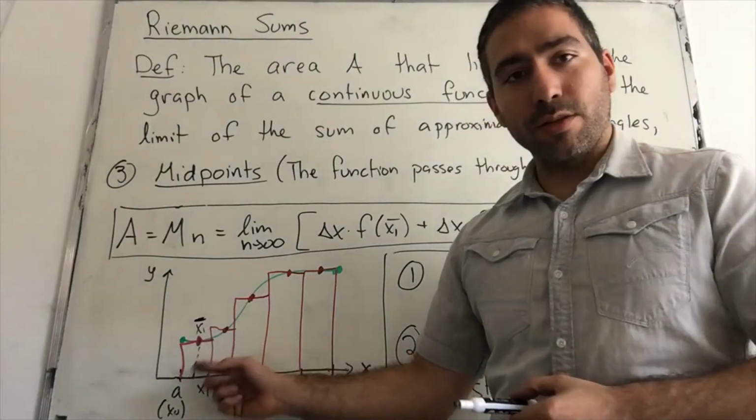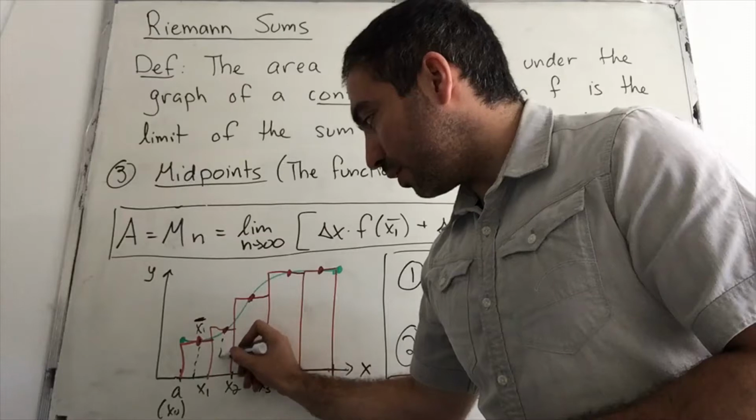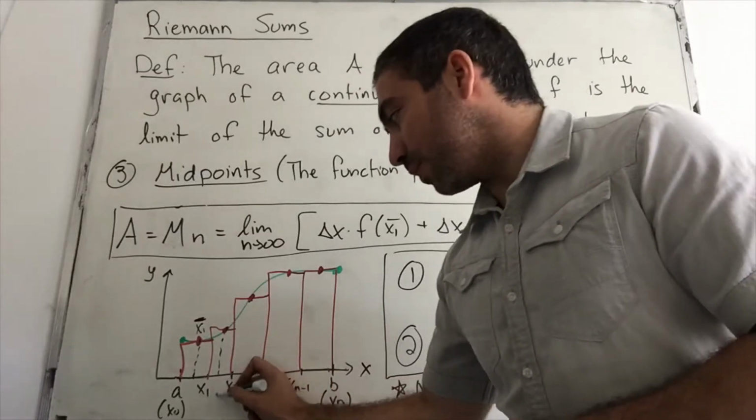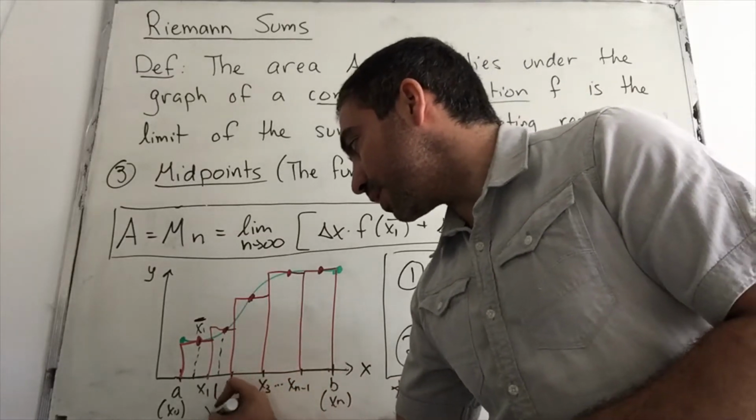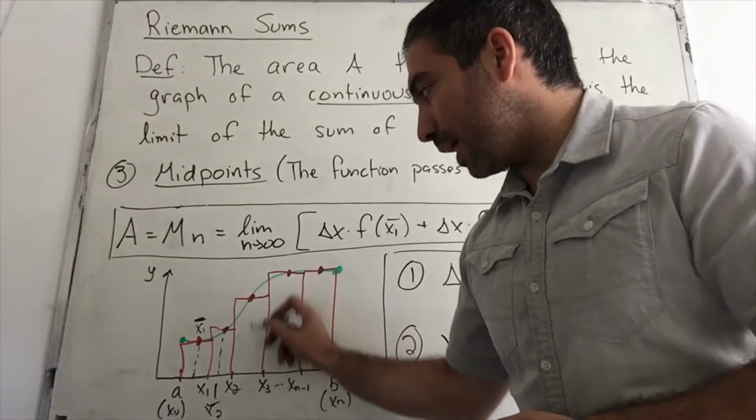And then how do you find the height? Well, it's f of x1 bar. And same here, between x1 and x2, I don't want to write too much because I don't have that much room, but this is x2 bar, okay? This point here would be x3 bar.